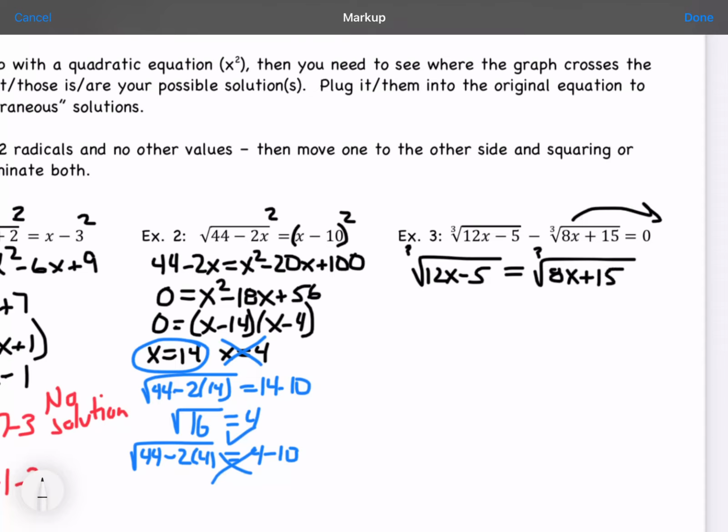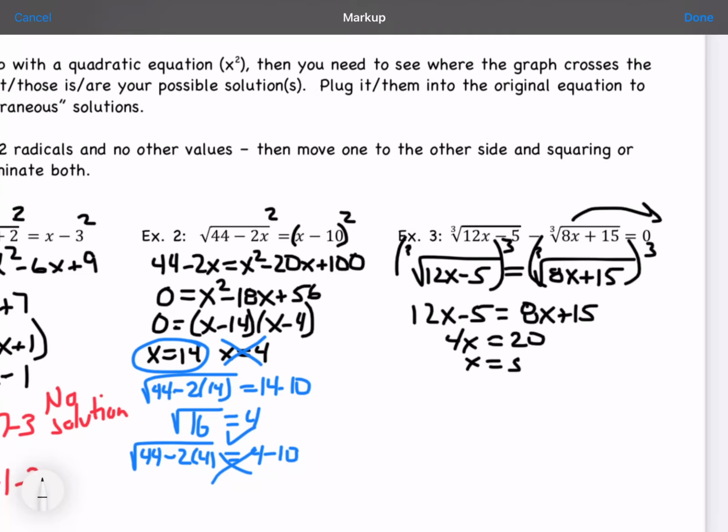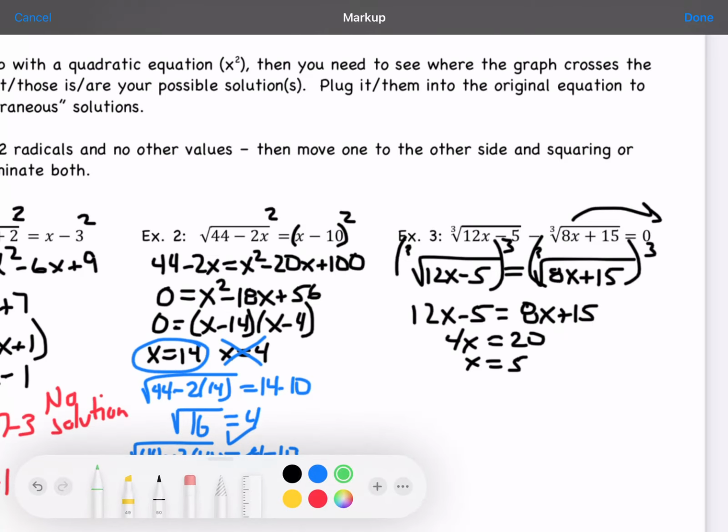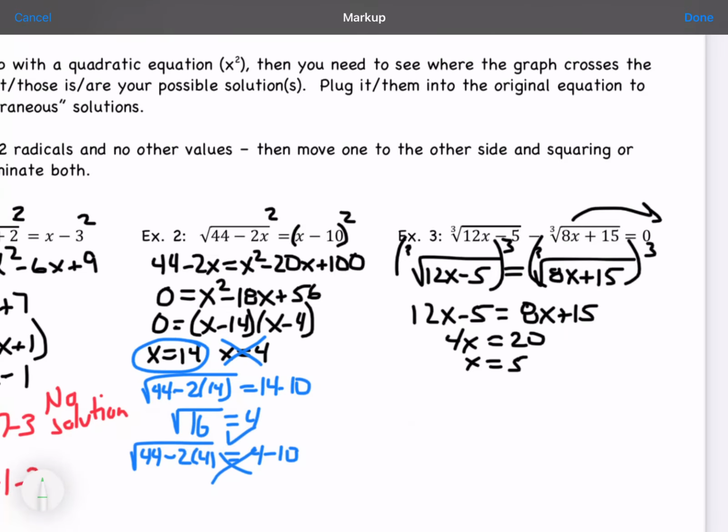So now that they're both on each side, we can cube both sides. When you cube a cube root, it goes away. So we end up with 12x minus 5 equals 8x plus 15. So I bring the x's to the left-hand side, numbers to the right, I end up with x equal to 5. When I check my answer, when I plug in 5.